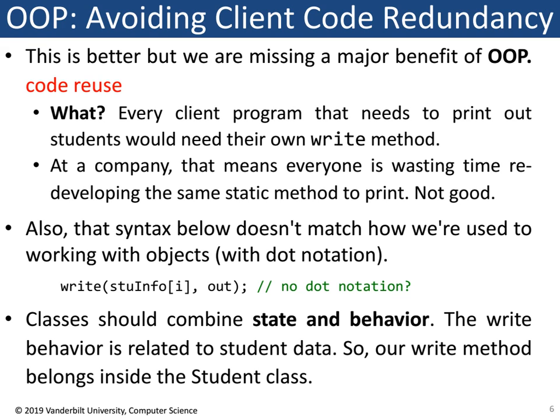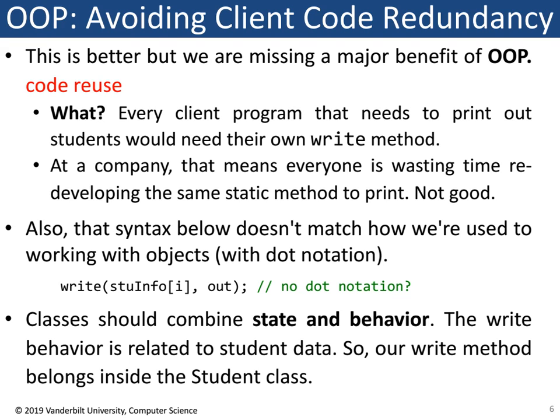One other thing is that when we have created a method where we have to pass in the object, this is not typical for how we deal with methods that apply to some object. Ordinarily, you would expect to see something like stuinfo element i dot and then calling the method. Here we're calling the method, passing in the student object, and then also passing in the output stream. So this is a little bit different. It's a deviation from what we usually see when we're dealing with objects.